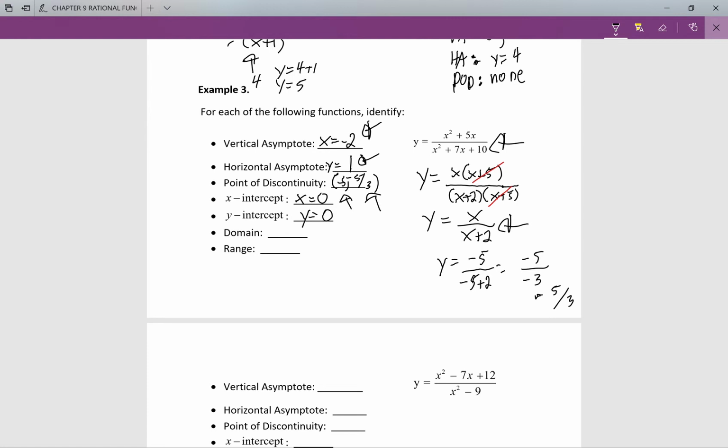So my domain is just going to be x, where x does not equal negative 5 comma negative 2, and x is in the set of real numbers. My range is going to be y, where y does not equal, and from before it can't equal 1, nor can it equal 5 over 3, but again, y is still in the set of real numbers.